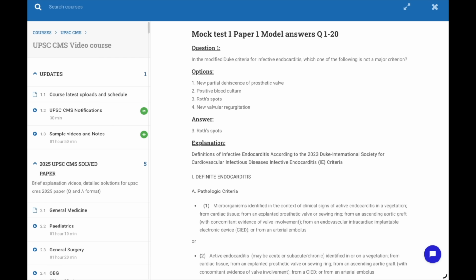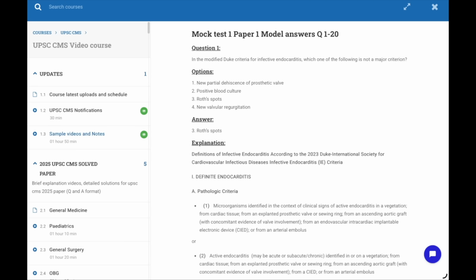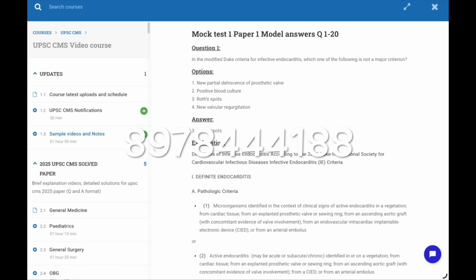So I think it goes without saying, you will be having, let's say, the best UPSC CMS course in the most exam specific, syllabus specific, PYQ centric fashion. It would be a single and comprehensive course.